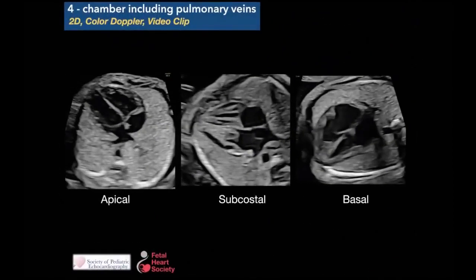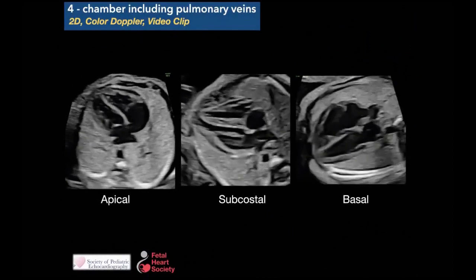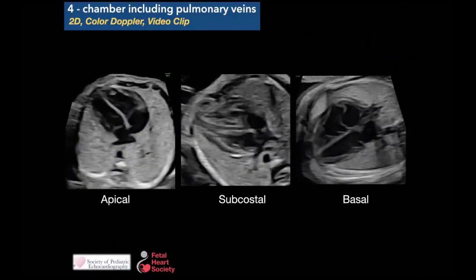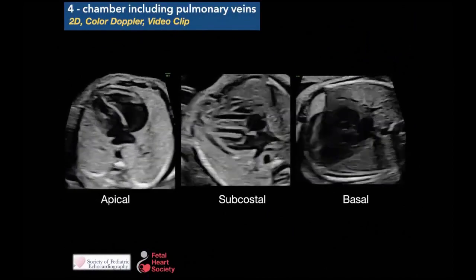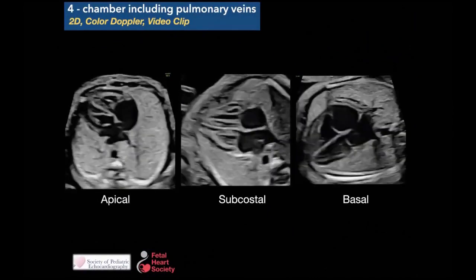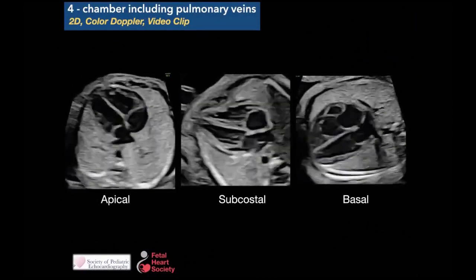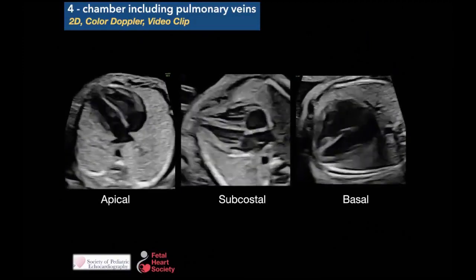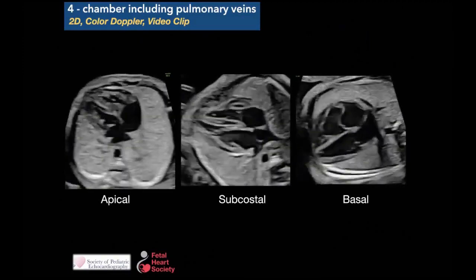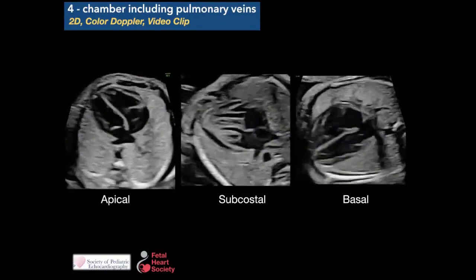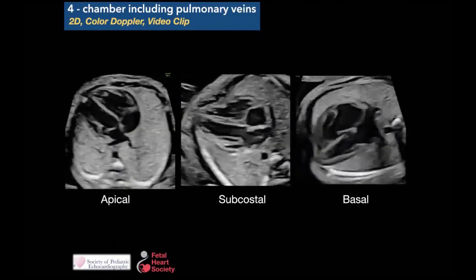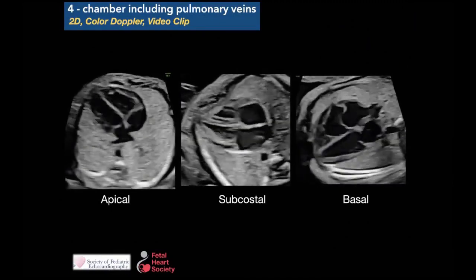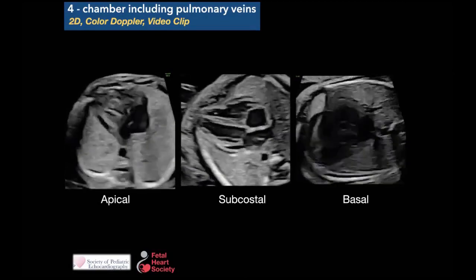The 4-chamber view, as you can see here, includes the pulmonary veins and is a key scanning plane. Here you can see 3 different angles of acquisition of the 4-chamber, with the pulmonary veins clearly seen in grayscale, at least 2. Of course, this helps a lot with the advent of high resolution transducers and proper image optimization. So this is a required view and clip.